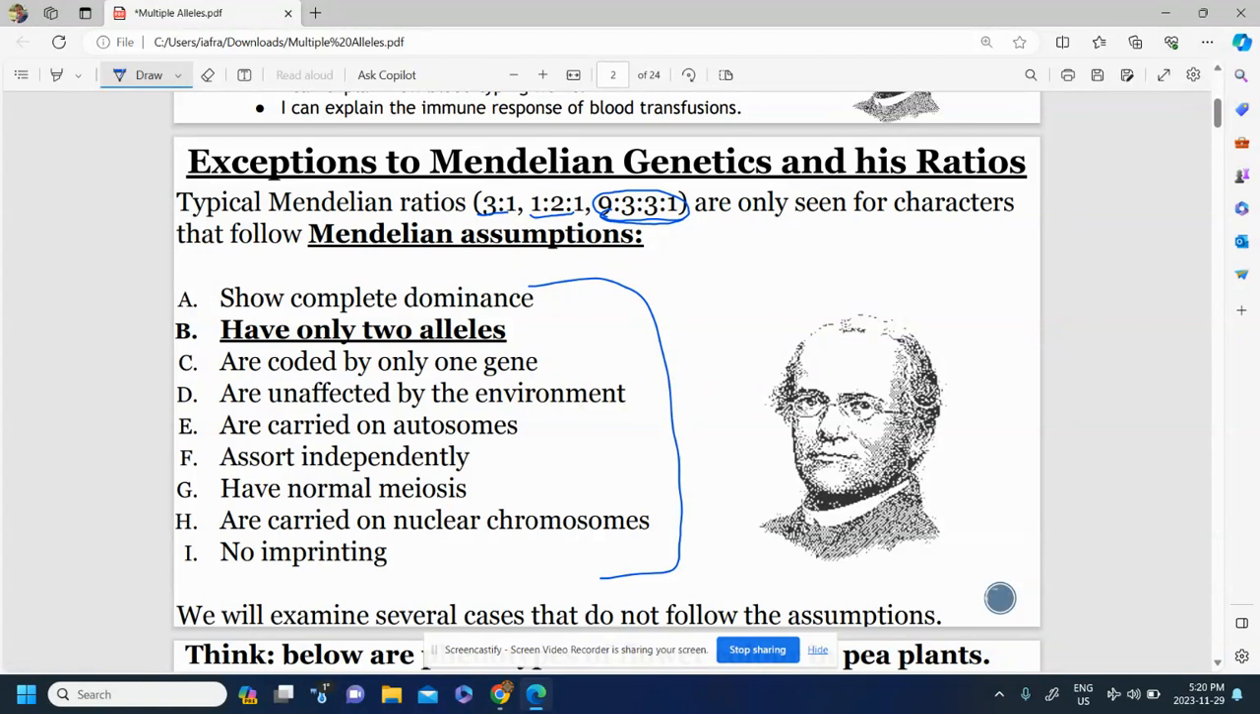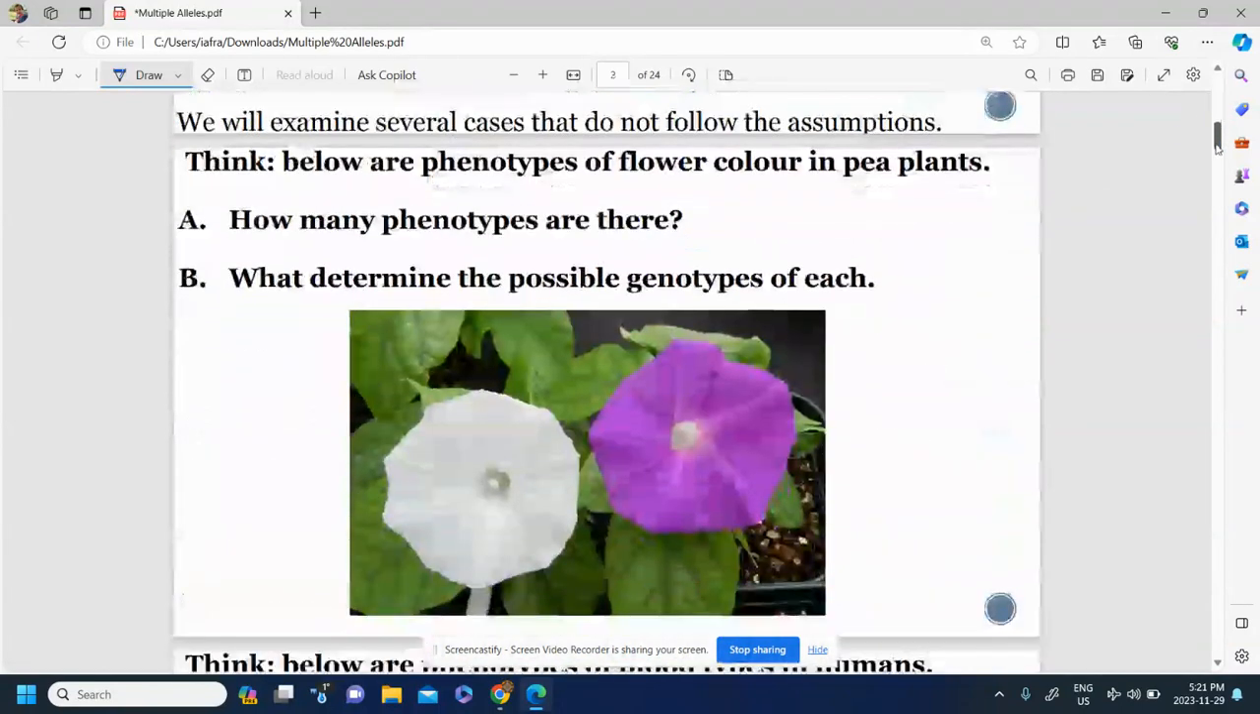Today, though, we're going to focus on another assumption that we have in Mendelian genetics. It's the idea that for every gene, there's only 2 alleles. So for example, for flower color, you might have a red allele and a white allele, and that's it. There's only sort of 2 varieties. So we'll find out that this is actually not the case. So let's go over here. We'll take a look at this little prompt before we move on.